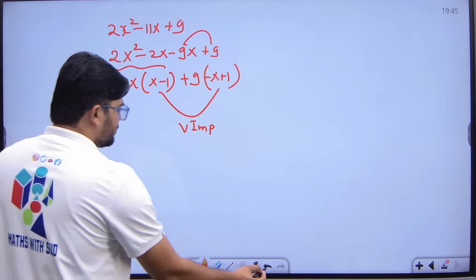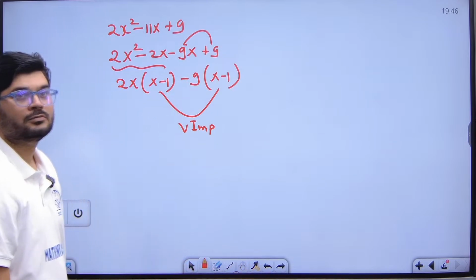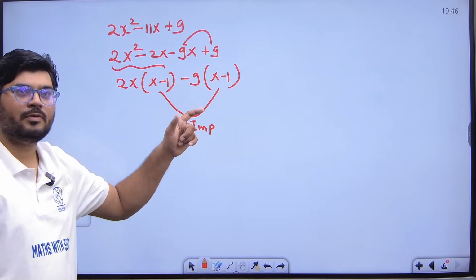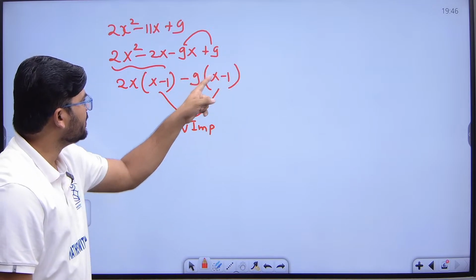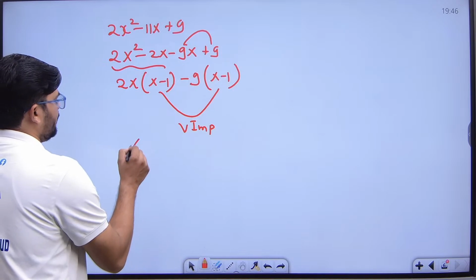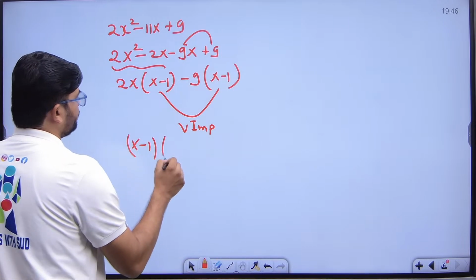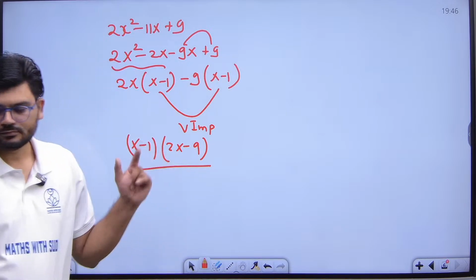So that means you have to take minus 9 common. Rather, you write this first and just think of what should be multiplied by this to balance this. So you will get x minus 1 into 2x minus 9. Understood? Yes. Write down.